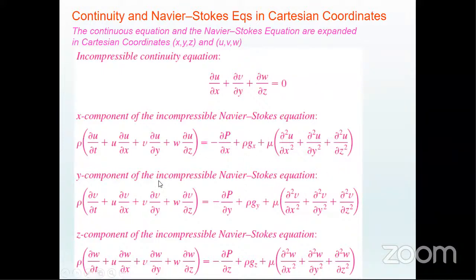Along the y, what happens? What is the change you are expecting? Instead of u, you go with the v component. The rho remains here. Instead of x, the derivative should be y. Instead of u here, you again replace this with the v component. I hope you got it.